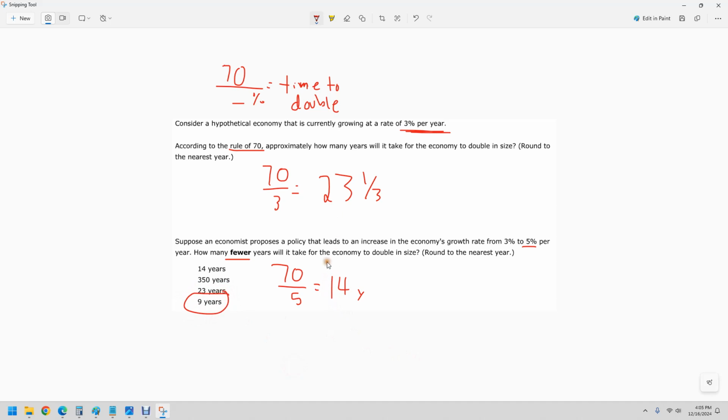And that is how to use the rule of 70 to solve some problems and think about how long it takes for something to double.